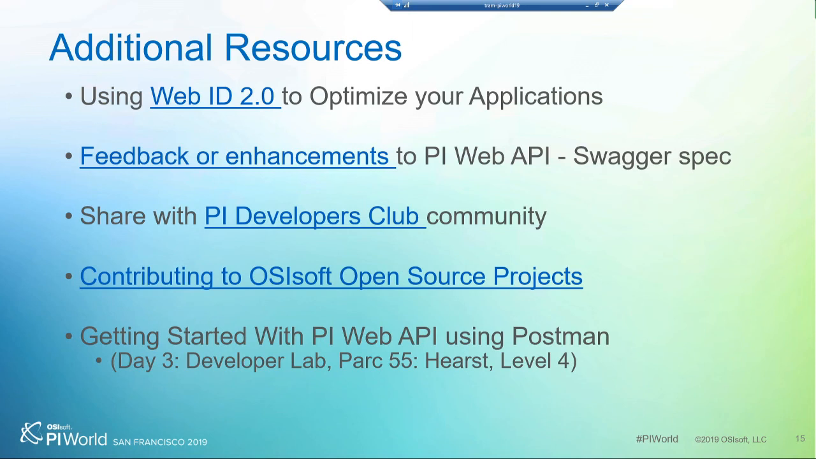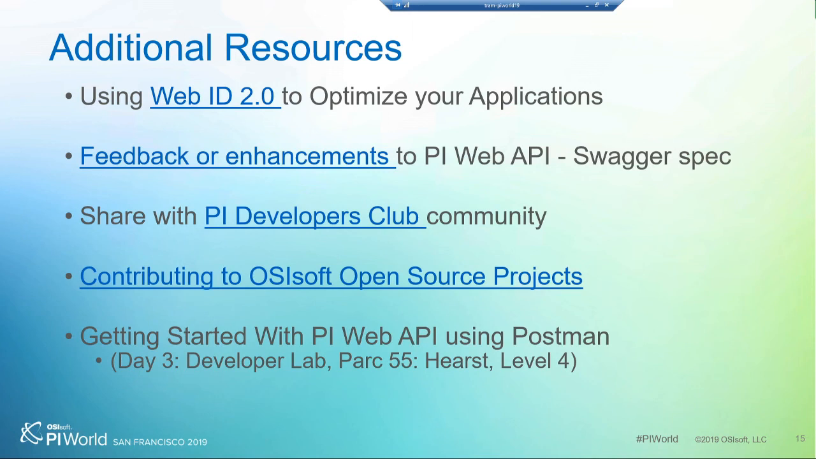Feedback and enhancements. If you work with a Swagger specification, and maybe there are certain things I talked about extending, but maybe you like that part of the specification, or you want the specification tweaked a little bit, or you want it in a particular fashion, then you can use that link to provide us feedback or enhancement requests for the PI Web API Swagger specification. We have our product managers and our development team listening to it, so we'd be glad to help you out if that's a popular feature that is requested by many of you.